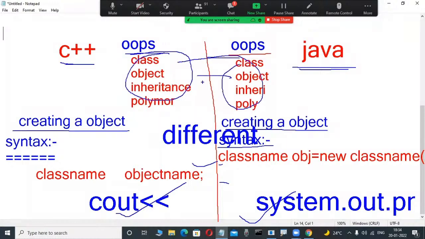What is a class? What is an object? What is inheritance? What is polymorphism? Same. But syntactically totally different. Why? Because those are two different languages. Okay, fine. Two different products from completely different companies. That's why functions are different, and syntax is also different.